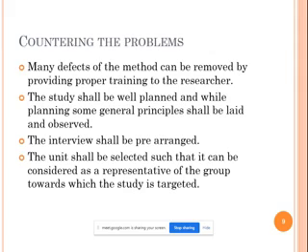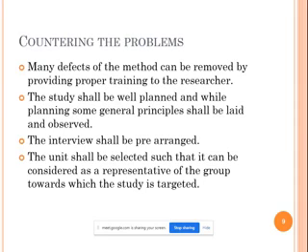Now, countering the problems, many defects of the method can be removed by providing proper training to the researcher. Because the researcher who is going to do a case study needs to have a good idea about the theories, about the cases, and should remain unbiased, which can be trained, how to remain unbiased.